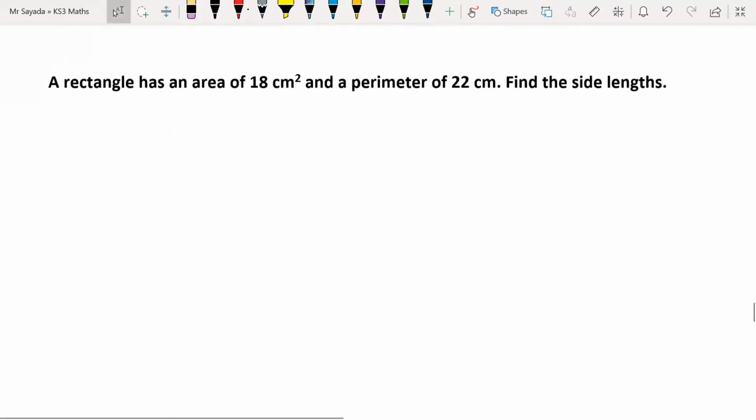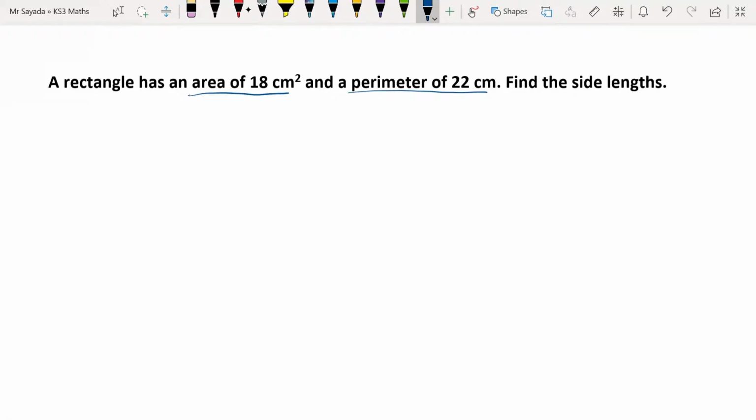So pause the video to read this question, press play once you're ready. So I'm going to do this question fully by myself. So I've been given the area, and I've also been given the perimeter. So instead of just being given the area and trying to find all the possibilities, there's now only going to be one possibility which will work. But the first thing I'm going to do is work out all the possibilities like I did before.